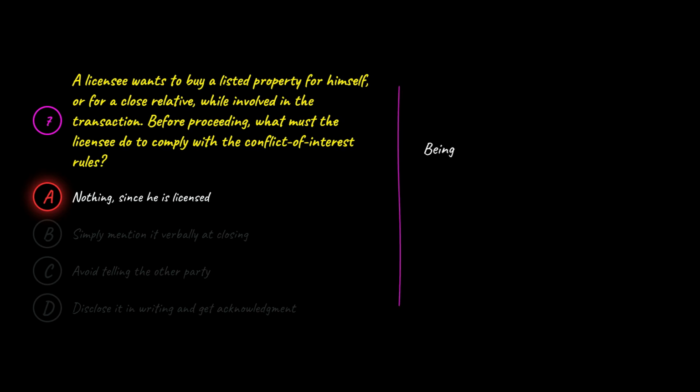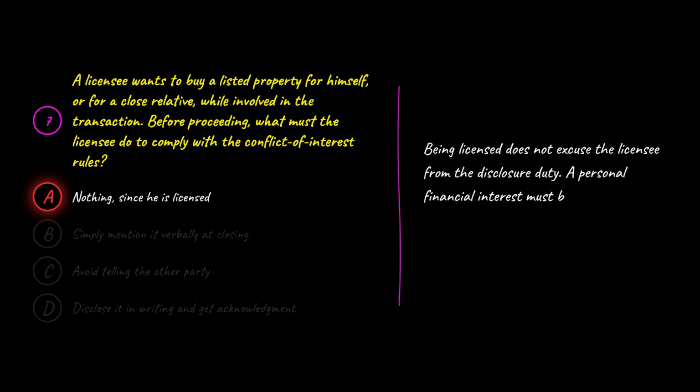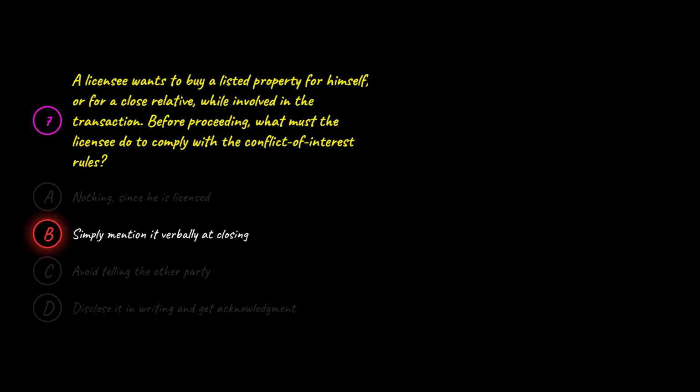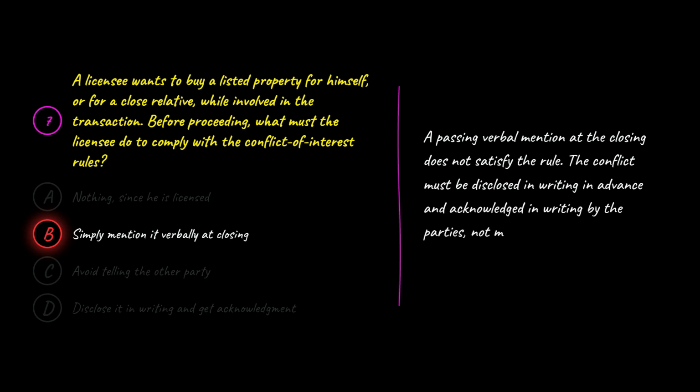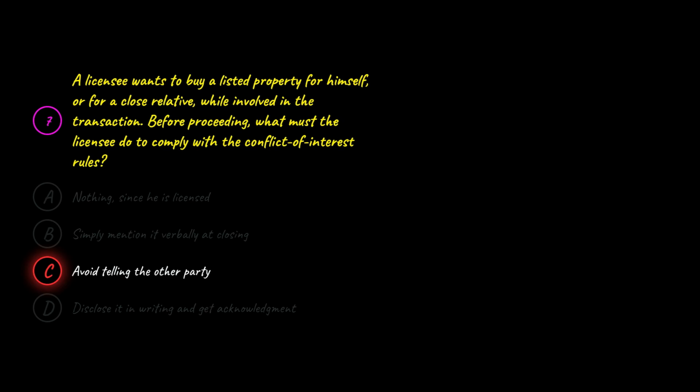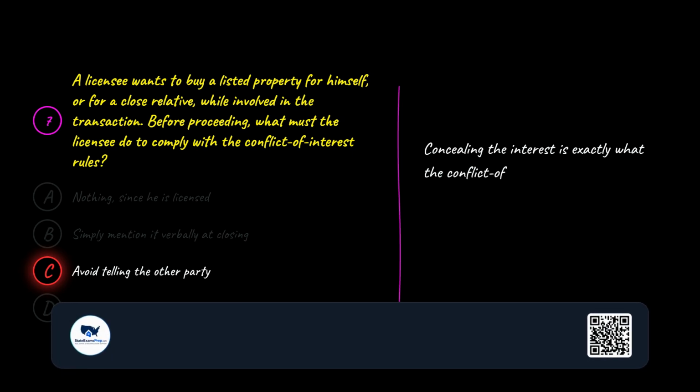A is wrong because being licensed does not excuse the licensee from the disclosure duty. A personal financial interest must be revealed in writing to all parties with their written acknowledgement before the licensee may proceed. B is wrong because a passing verbal mention at the closing does not satisfy the rule. The conflict must be disclosed in writing in advance and acknowledged in writing by the parties, not merely raised orally at the last moment. C is wrong because concealing the interest is exactly what the conflict of interest rule forbids.